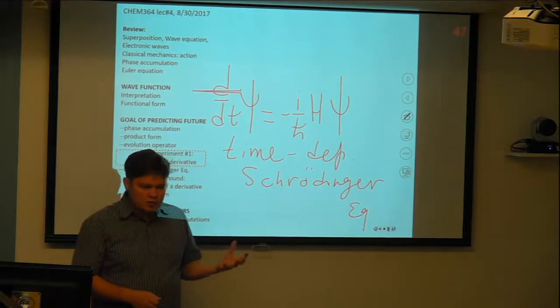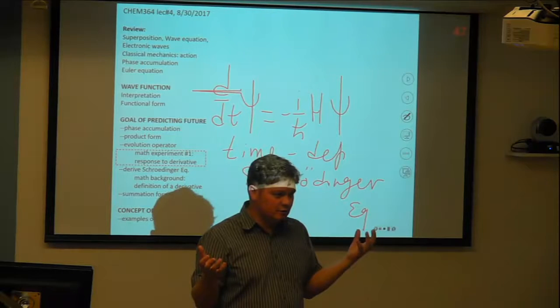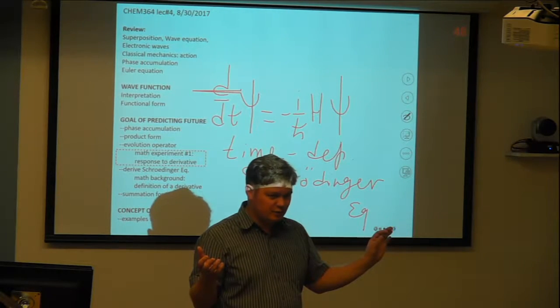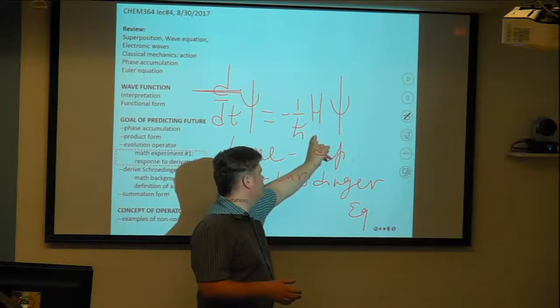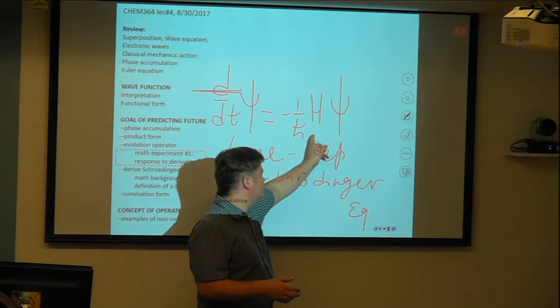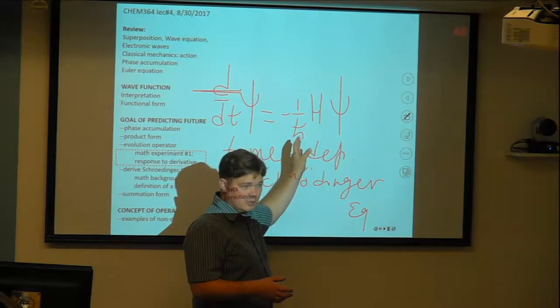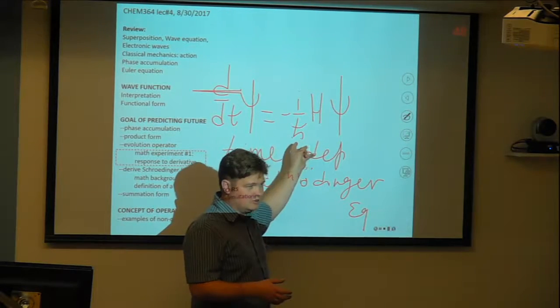So today we got two ways to predict the future of an electron. Through the evolution operator, through this infinitesimal phase accumulation, and through, we started our journey into predicting the future with a differential equation, the Schrödinger equation, for it is a replacement of a wave equation for an electron.